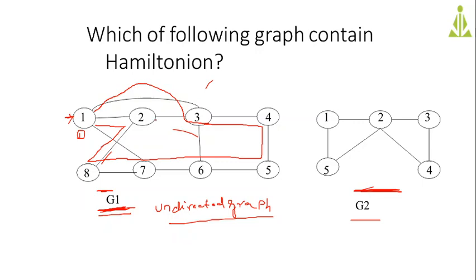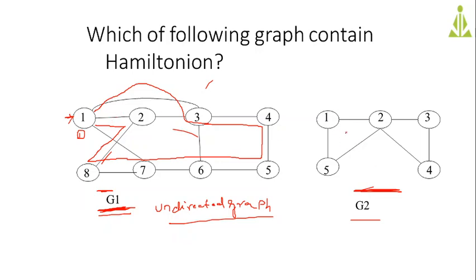Okay, from 1 to 2, 2 to 8, 8 to 7, 7 to 6, 6 to 5, 5 to 4, 4 to 3, 3 to 1. Okay, so this is a path, and this is a Hamilton cycle. Cycle is also happening, and we are getting the path.